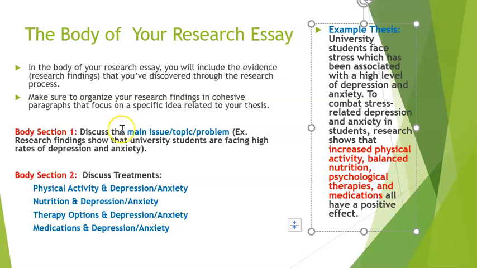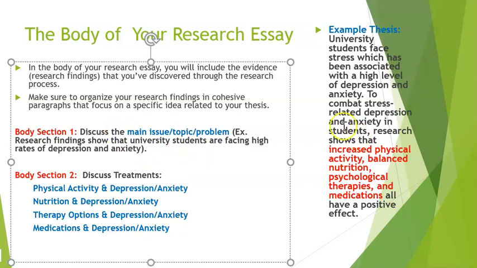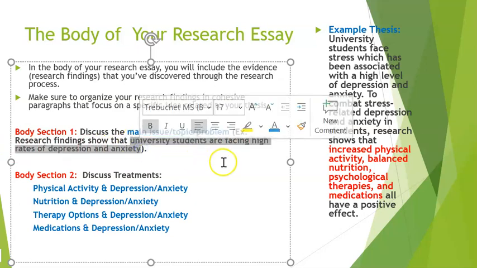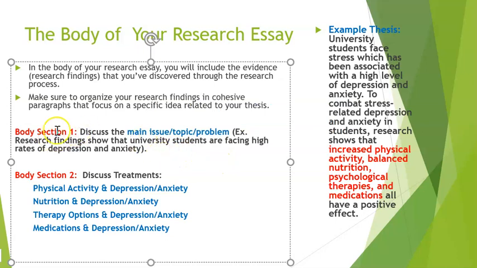Okay, so that's my thesis, and that's the sort of guiding outline that I'm using to organize the rest of my paper. So in the body of my paper, I'm going to discuss what I see to be the main issue or main topic, which is that university students are facing high rates of depression and anxiety. So I'm going to include one part of my paper to devote to just fleshing out this problem that I see or I recognize. And I might include facts and figures related to how university students are facing high rates of depression and anxiety. So I'll back that information up.